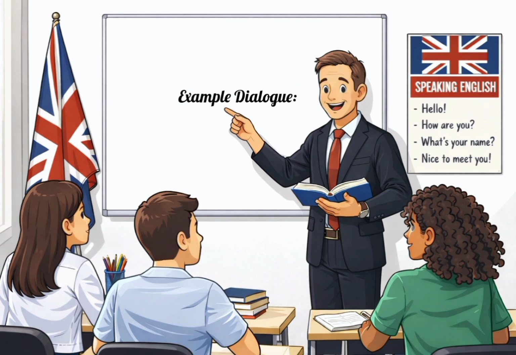Short dialogue practice, 10 minutes. Example dialogue. A, how many members are there in your family? B, there are 5 members. A, do you have any brothers or sisters? B, yes, I have 1 brother and 1 sister. A, what does your father do? B, he is a teacher. Students practice in pairs.